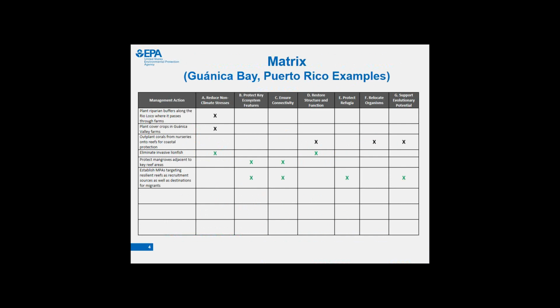Likewise, for mangroves, we can think about the importance of connectivity between mangroves that are adjacent to coral reefs because, for instance, certain fish species spend part of their life cycle in each system and there needs to be connectivity. And you can consider mangroves a key ecosystem feature that is essential, being an adjacent habitat to the success of coral reefs.